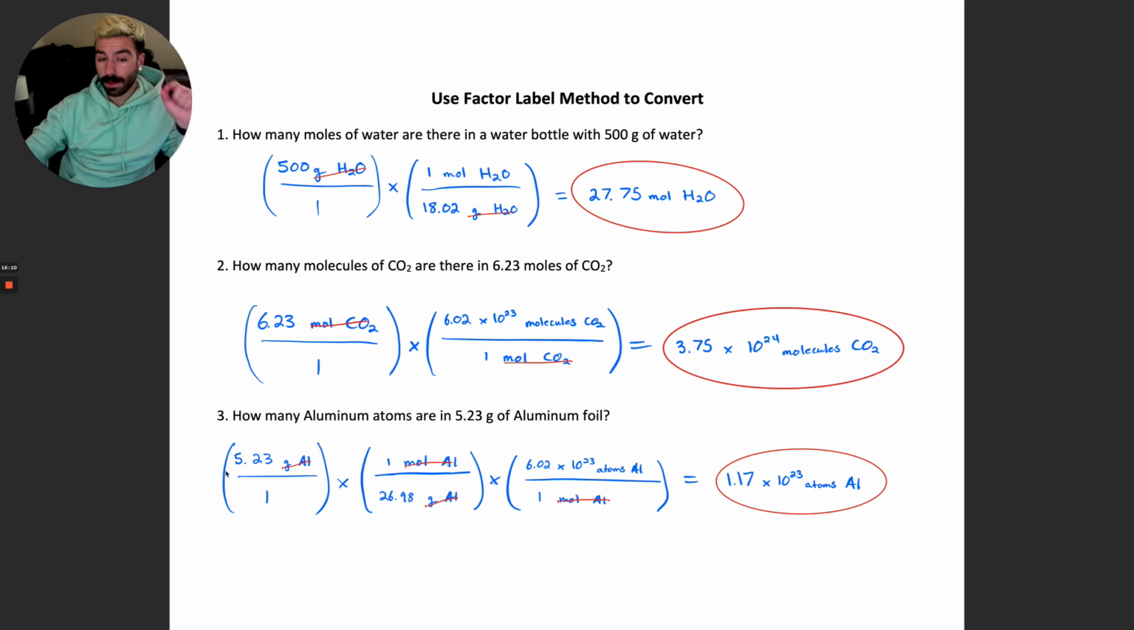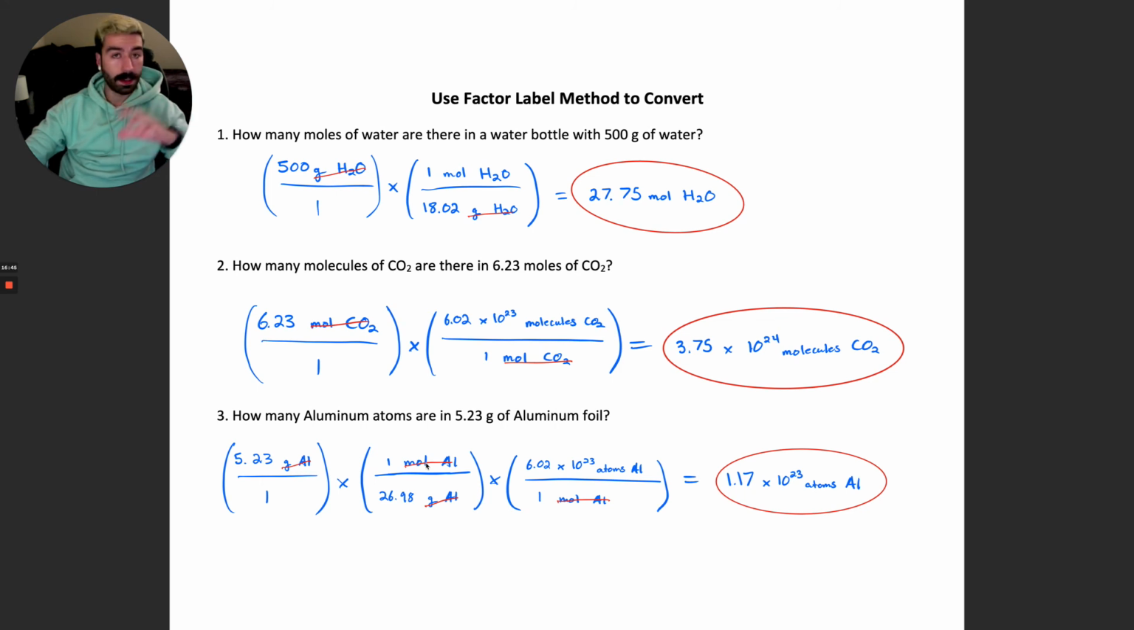And so I start with 5.23 grams of aluminum, and I want to convert to moles. I do that using molar mass. I find aluminum on the table and find its molar mass, which is 26.98. If its molar mass is 26.98 grams per mole, that means there's 26.98 grams of aluminum in 1 mole of aluminum. So I arrange them with moles on top, grams on bottom. I can cancel grams of aluminum, and now I'm in moles.